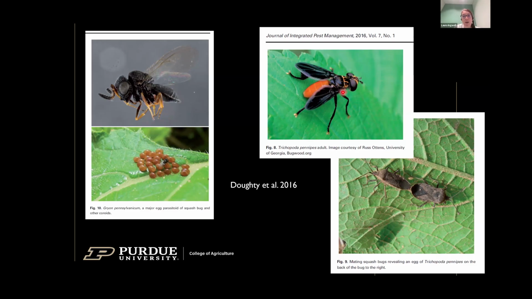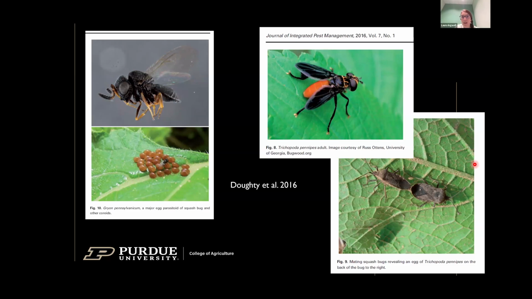And then we also have a parasitoid fly here that lays its egg on the adult. And so this little white egg here on the adult squash bug is that parasitic fly that will then infest and help manage squash bug populations.